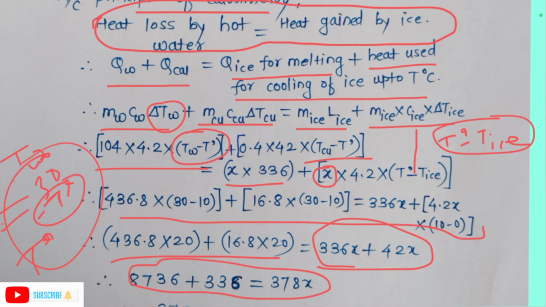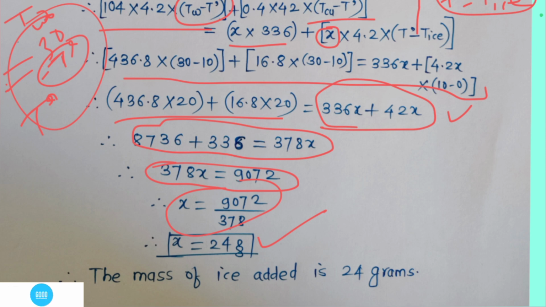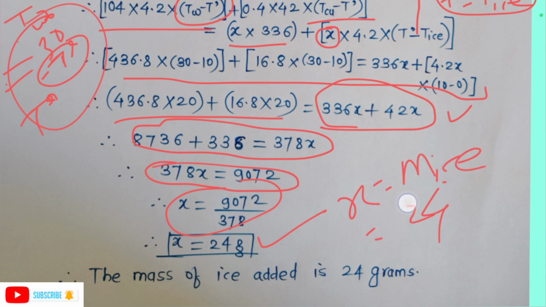After getting the multiplication of these two quantities, I have written 8736 plus 336 equal to 378x. So we can see here 378x equal to 9072. Yes, what is x? That is the unknown mass of ice. Okay, so I have to calculate it. So the expression, you divide 9072 by 378, you will get the answer that x equals 24 gram. And what is x? We have taken x as the mass of ice. Yes or no? Yes. So here we are getting the answer that is 24 gram as the mass of ice.